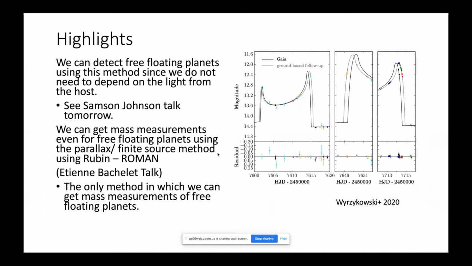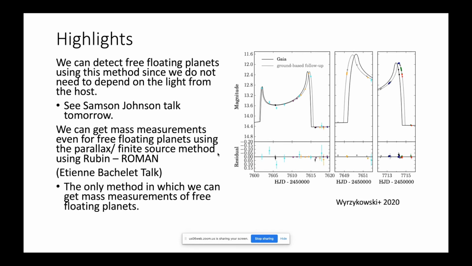There are also some highlights I would like to mention. Apart from just bound exoplanets, we can also detect free-floating exoplanets with this method, since we do not actually need to depend on the light from the host star. We are only observing the effect of the light that is bent in the presence of the planet. Because of that, we can detect even free-floating planets. I would encourage you to go and look at Samson Johnson's talk tomorrow for that.